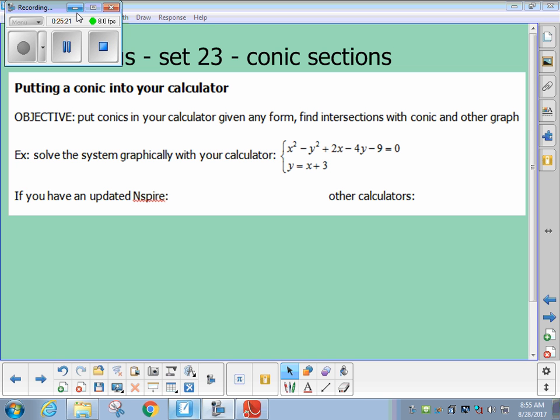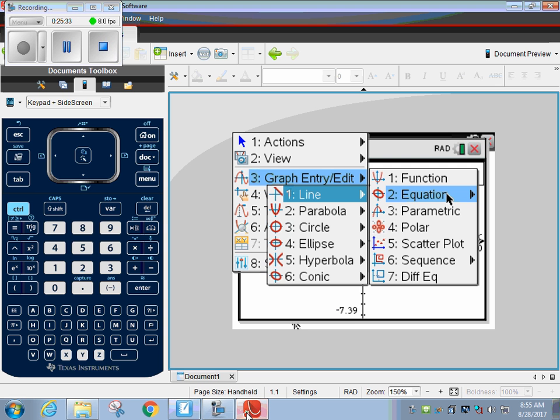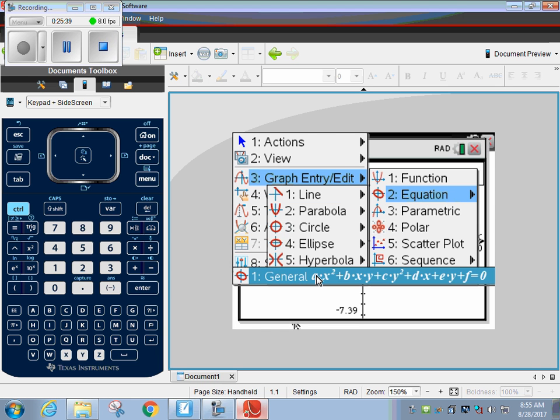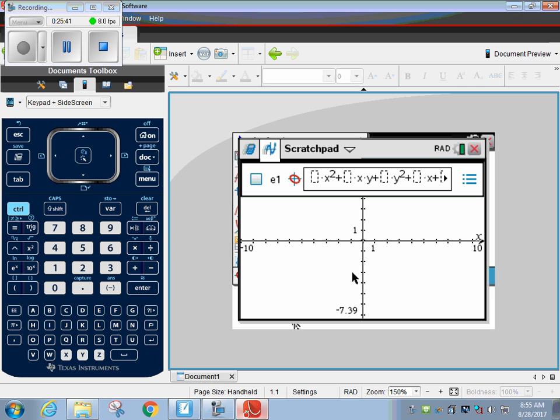Yeah, the squares are different signs. If the squares are different signs, it's a hyperbola. Now, this is not the standard form of a hyperbola. This is what's called general form. So when you go to put this in your calculator, if you have an updated Inspire and you have that equation button, you would go to conic and choose the general form and plug that in.